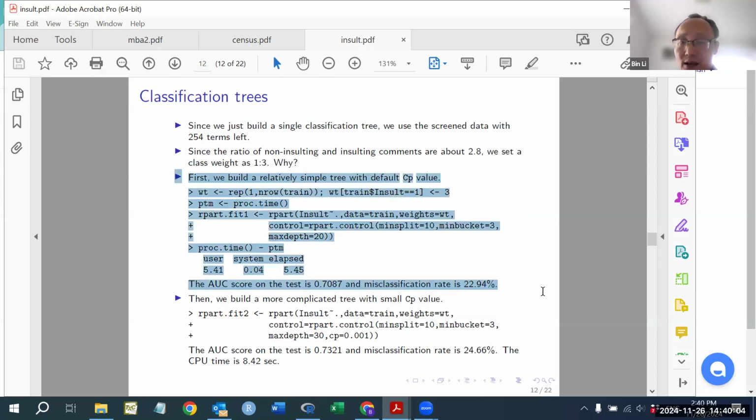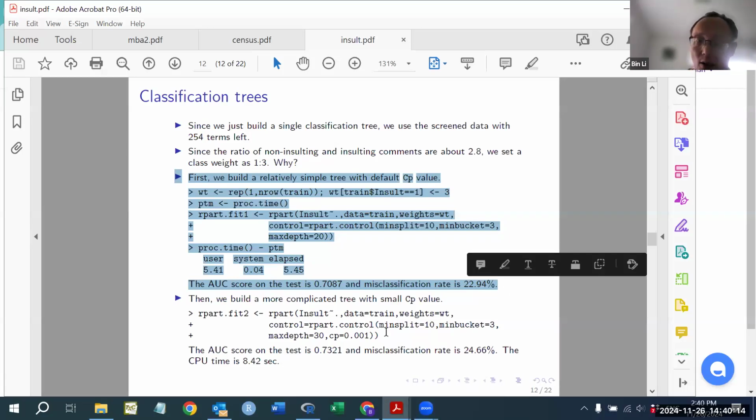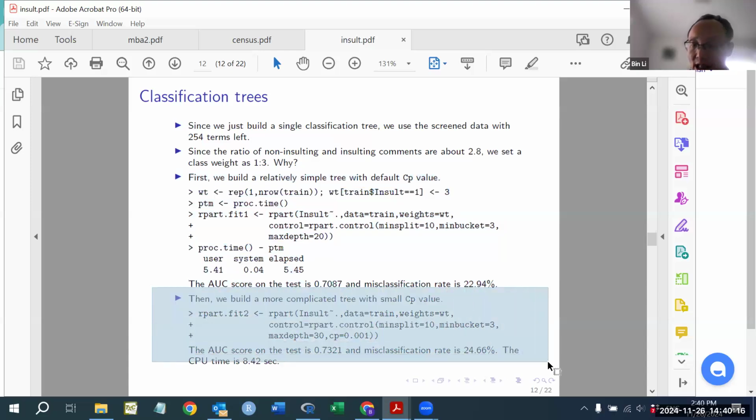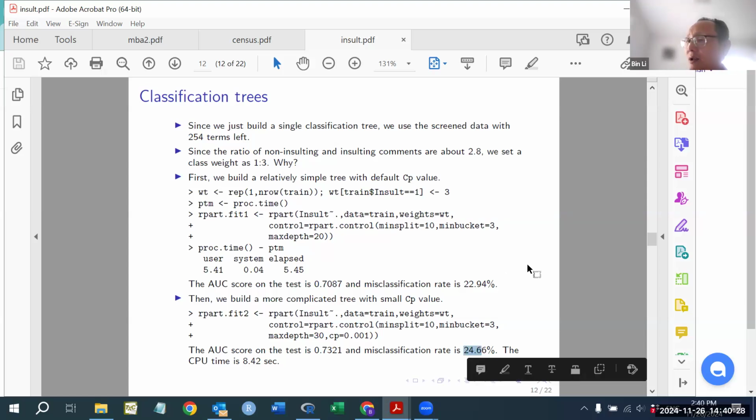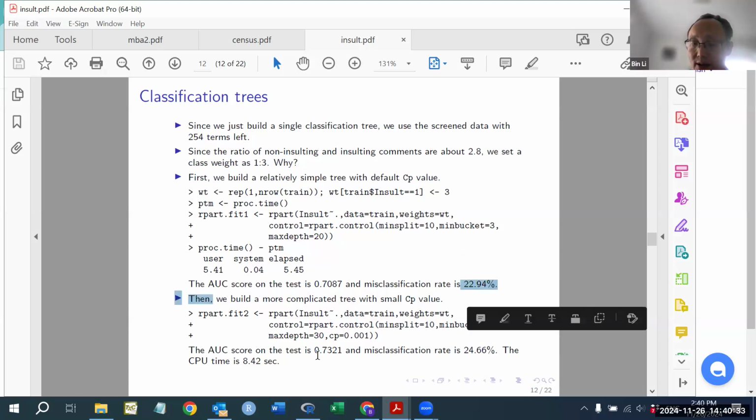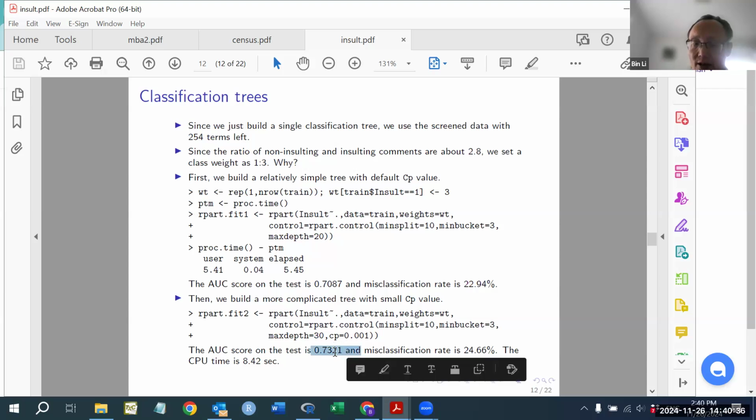This one is based on about 200-something terms after filtering away those irrelevant ones through the chi-square test. But without eliminating those irrelevant terms through the chi-square test, we run the classification tree. The miss rate is about a quarter, so it's worse. Okay, this is very similar to the random forest, and the AUC score is about 0.73.